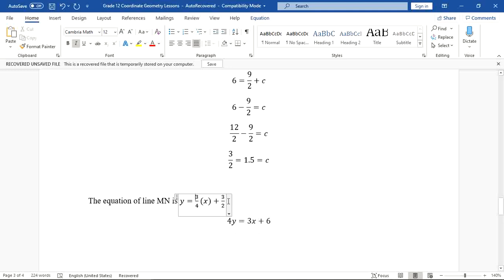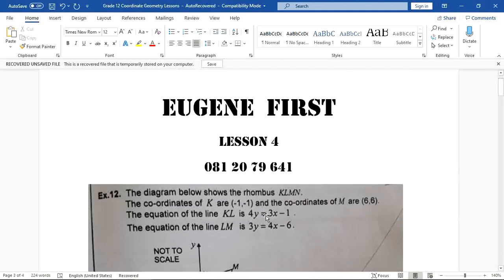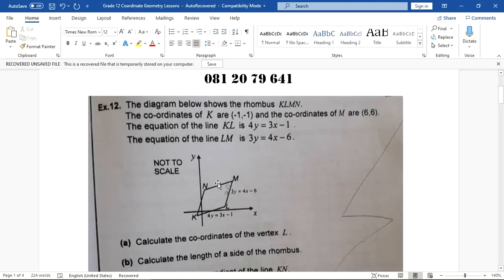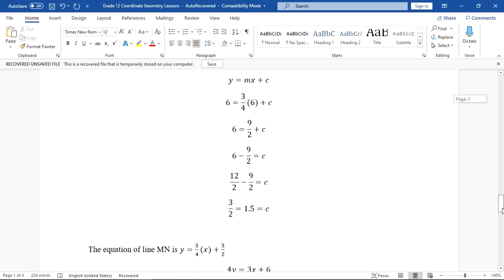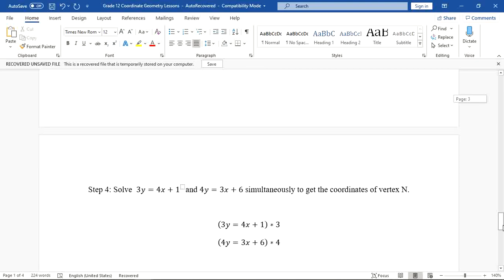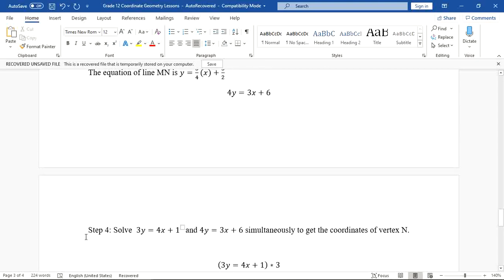All right, so the equation of line MN, which line is that? Line MN is 4y equal to 3x plus 6. Now step number 4, we need to solve 3y equals 4x plus 1 and 4y equals 3x plus 6. So these two equations, we need to solve them simultaneously so we can get the coordinates of vertex N.